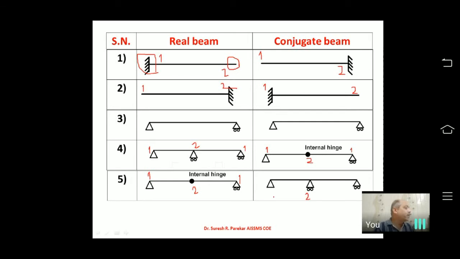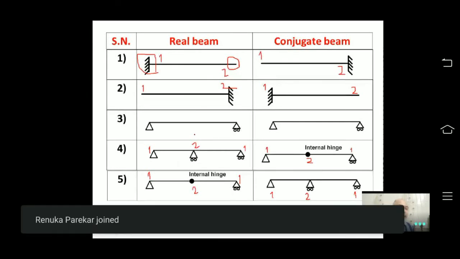So we should be careful with how we are going to change this real beam into a conjugate beam. And then when your M by EI diagram acts on the conjugate beam, only then will that act as loading. So this table plays a very important role when we plot the diagrams.